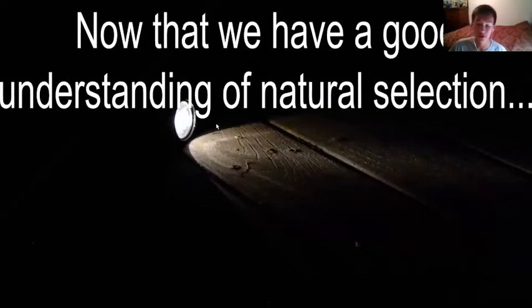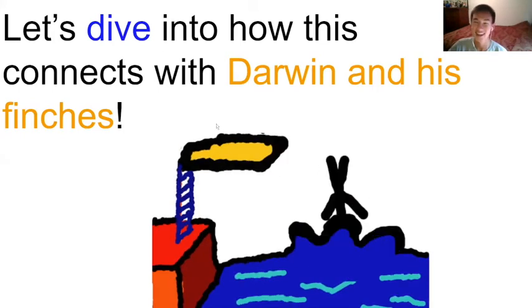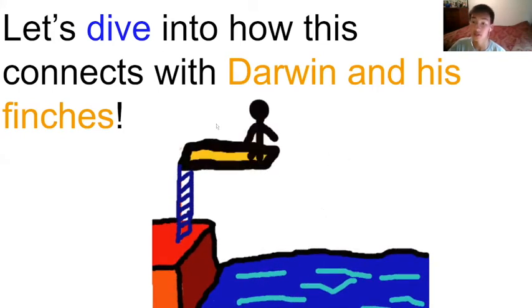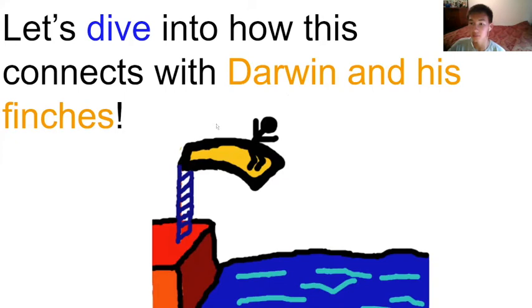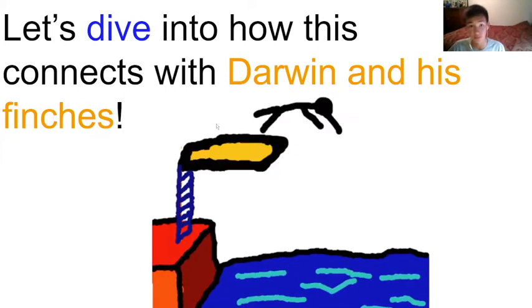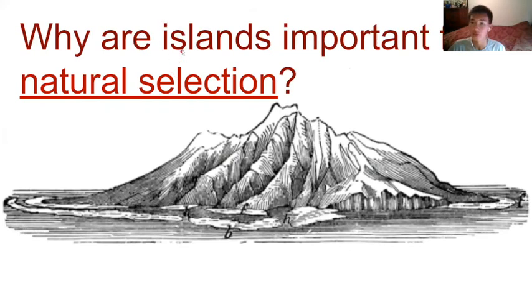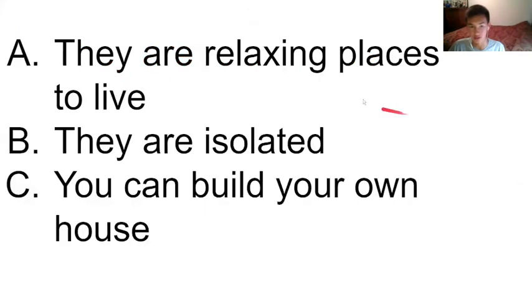Now that we have a good understanding of natural selection, we can dive deeper, literally, into how this connects with Darwin and his finches. I wanted to make sure you had some background information before we started talking about Darwin and his finches. So now we have another question here. Why are islands important for natural selection? We talked about some characteristics of islands, and why do you think they're actually important for natural selection?